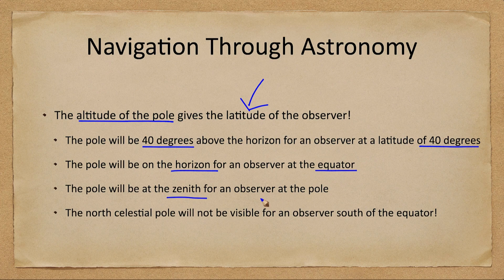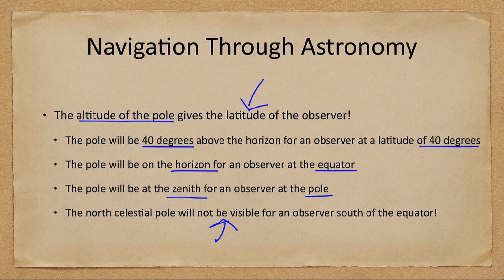It will be at the zenith for an observer at the pole, and it will not be visible for an observer that is south of the equator. Although they will have a south celestial pole, there just doesn't happen to be a bright star located near that.